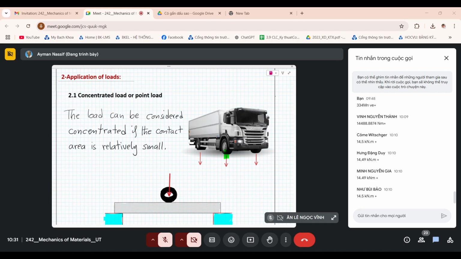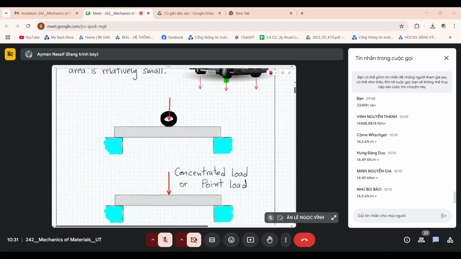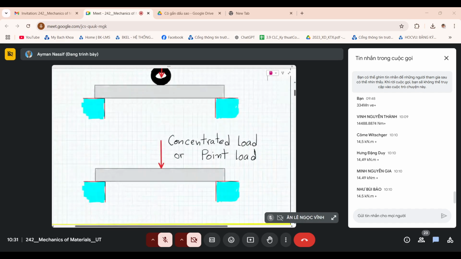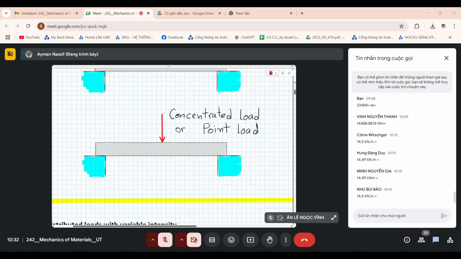And you can assume this force is concentrated or point load. Concentrated or point load. So this is the first type of load we will come across. And when you are dealing with this kind of problems, please remember, it does not really exist in reality, but this is just an approximation of this type of loading, concentrated load or point load.